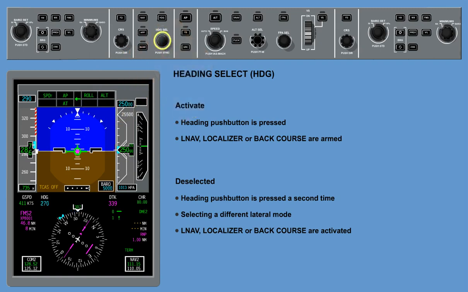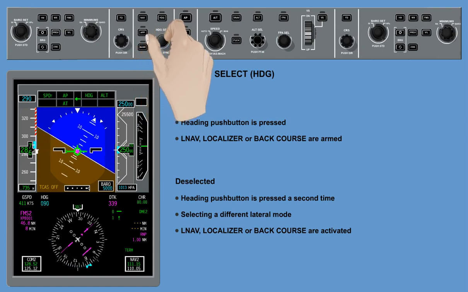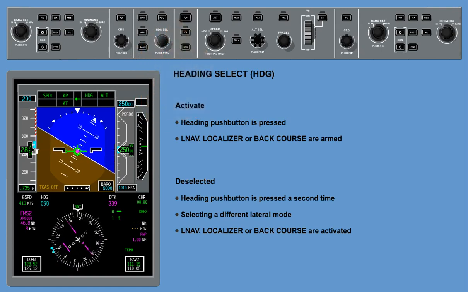Pressing the HDG selector knob synchronizes the heading bug to the current heading. The flight director follows the selected heading and respects the side to which the turn was commanded, regardless of the turn being greater than 180 degrees.